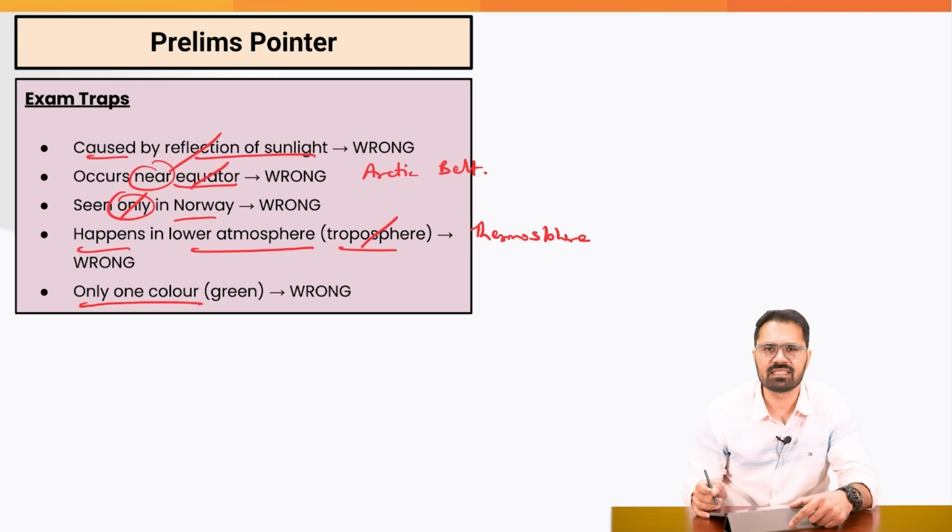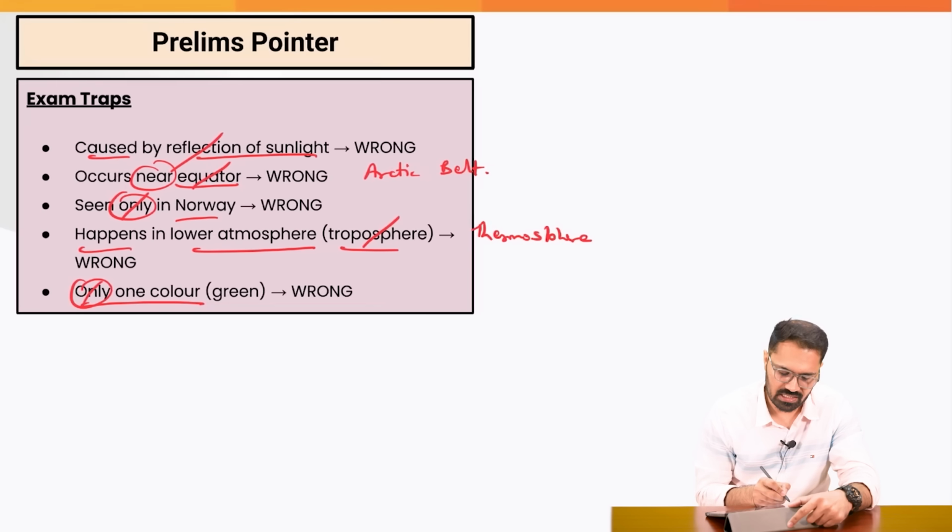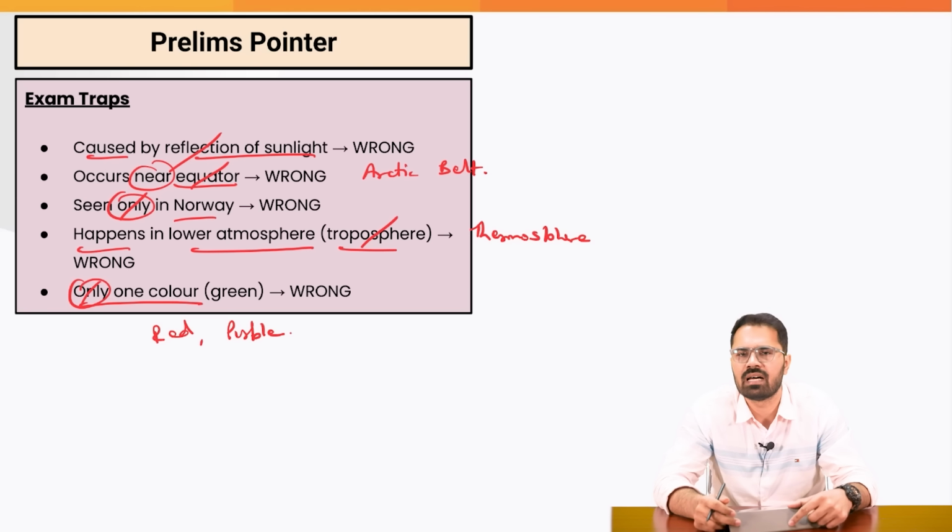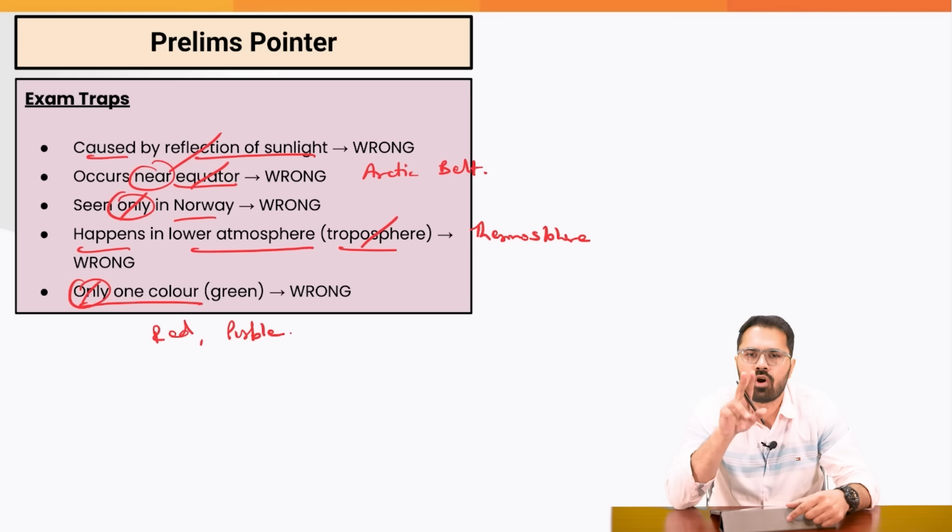Only one color, that is green, is observed. Again, this is wrong. Green, you have red, you have purple. Many colors are seen here, but green is the more dominant one, and it occurs because of oxygen.